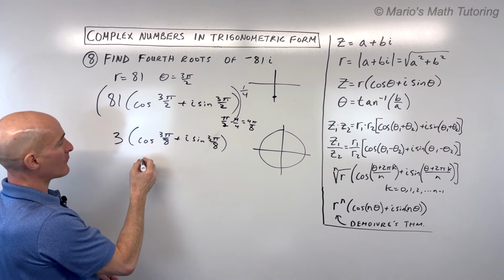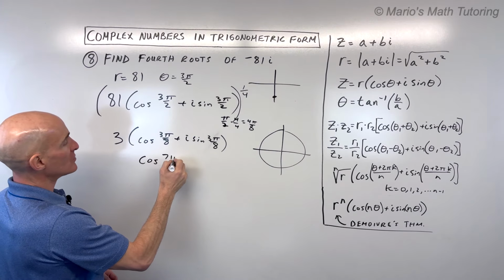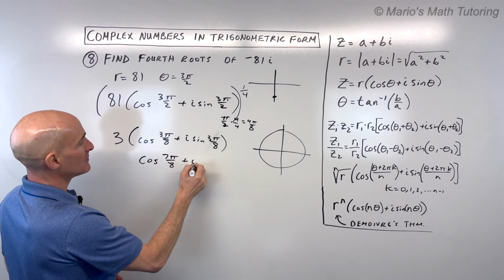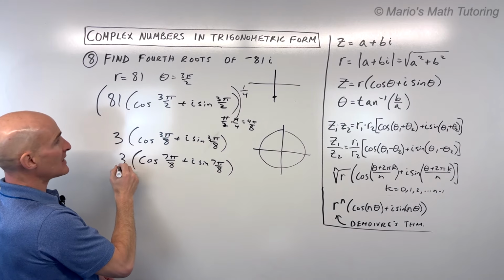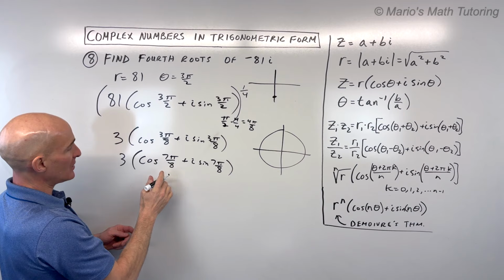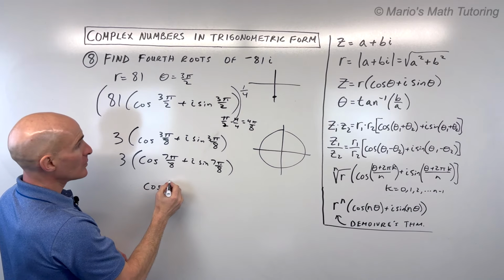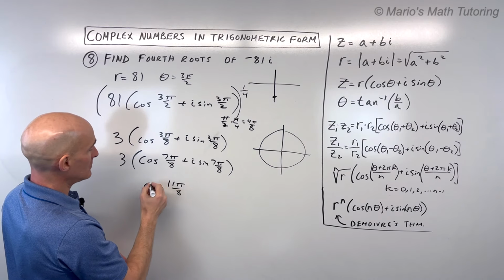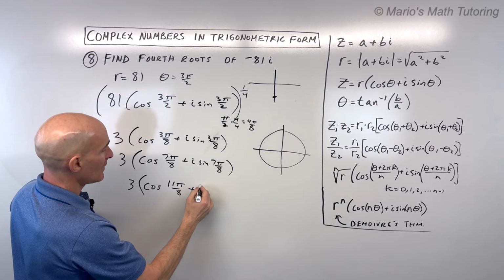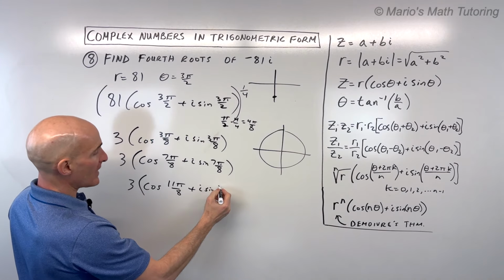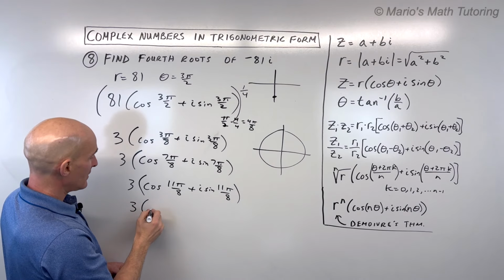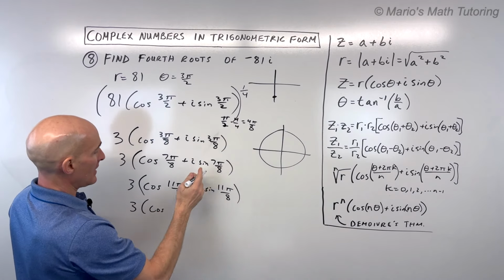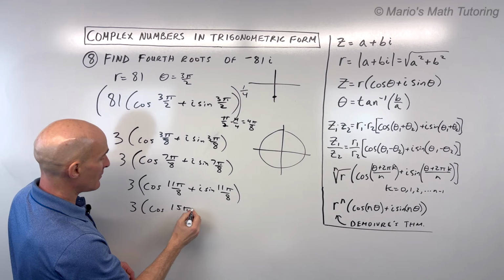So I'm going to add 4 pi over 8 to get the next angle, which gives us 7 pi over 8. To get the next angle, I'm adding another pi over 2, which is like adding another 4 pi over 8, which is going to give us 11 pi over 8. And then one more, because remember you get 4 answers if you have the fourth root of a complex number. And so that's going to be adding another 4 pi over 8, which is 15 pi over 8.